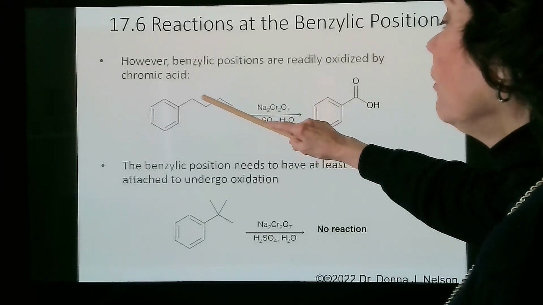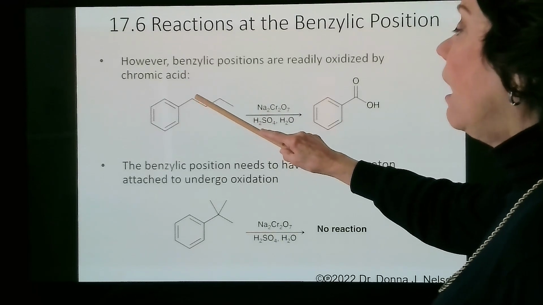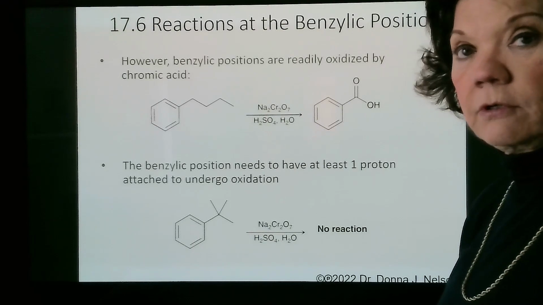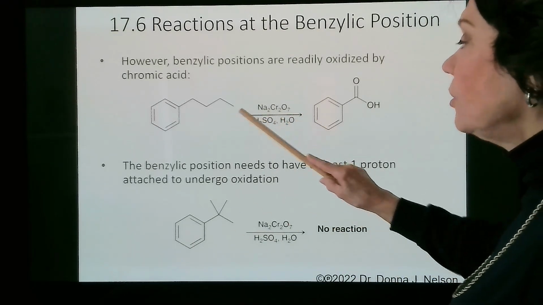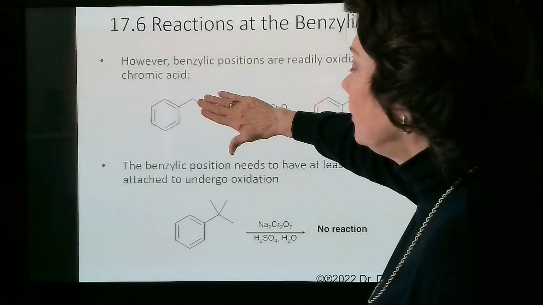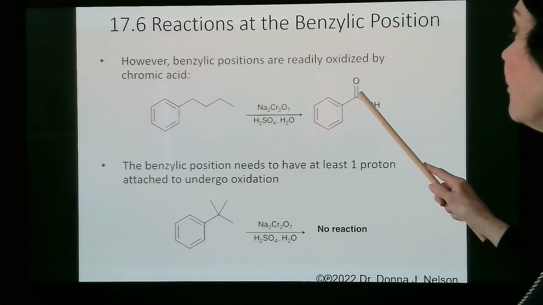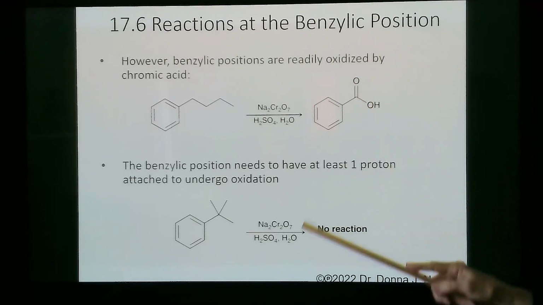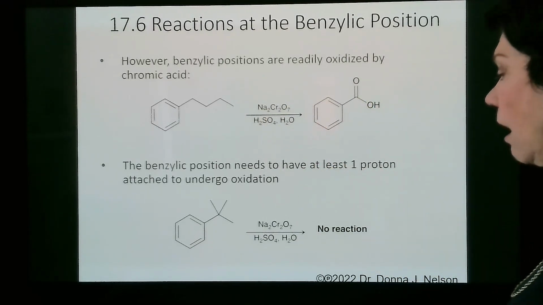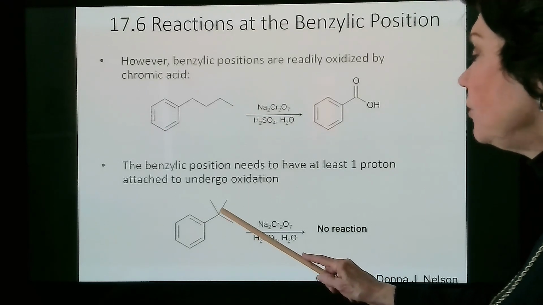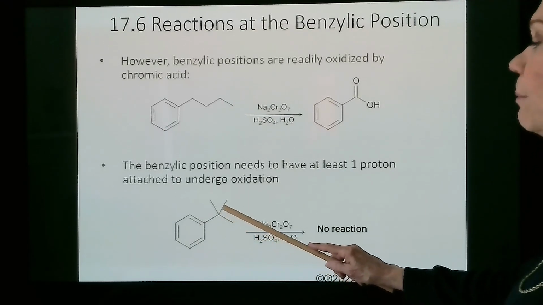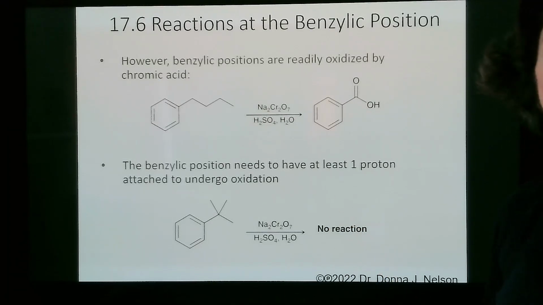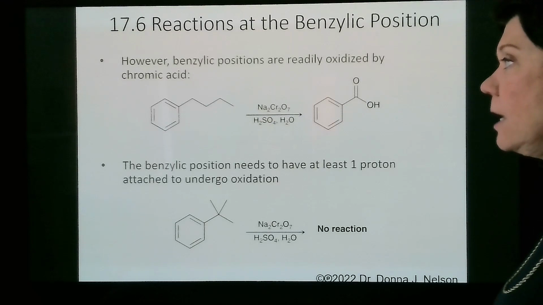And then whatever else is on the benzylic carbon just gets removed, because this is a very strong oxidizing agent, and so the rest of this just gets removed. 1 carbon is left attached, and it is fully oxidized, okay? Because this is a very strong oxidant. If the benzylic position does not have 1 proton attached, then it does not react. The reaction cannot be initiated.